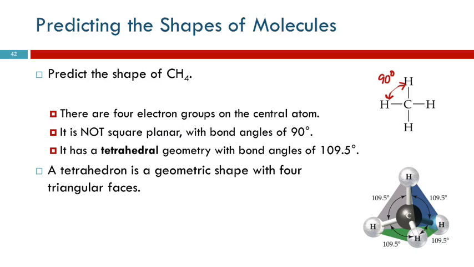A cube has 6 sides. A tetrahedron has 4 sides. This is not a shape that we run into very often. Unless you play Dungeons and Dragons. I was just going to say that.